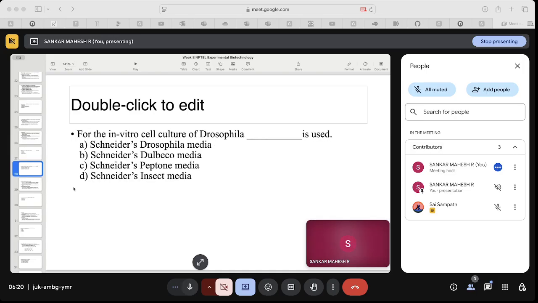The next is, for Drosophila in vitro cell culture, what kind of media is used? Of course, we can't use Dulbecco's media, it's actually DMEM, as you mentioned earlier. DMEM can be used for mammalian culture, peptone for bacteria, and insect media for insect cells. So Drosophila media is the one that is needed for Drosophila cell culture.